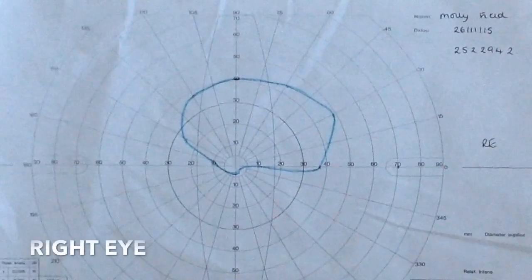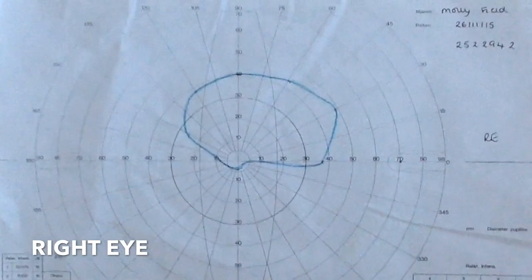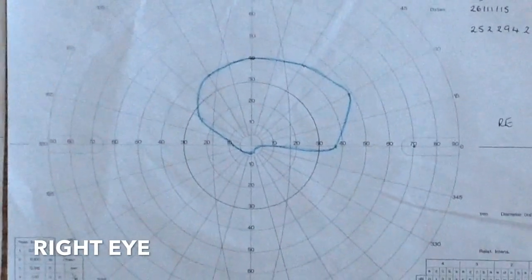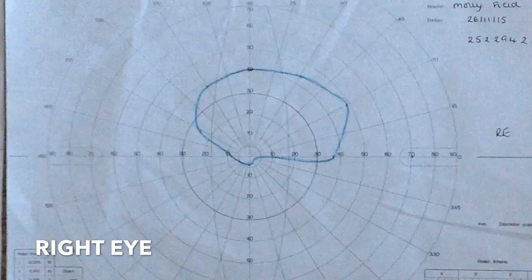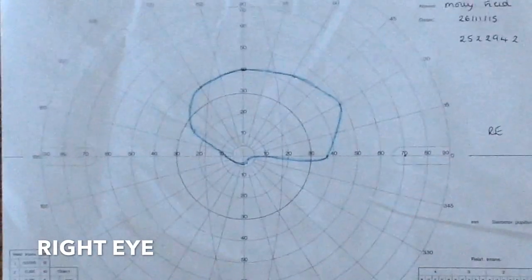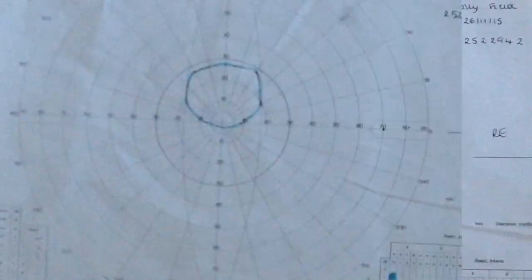This diagram shows what I can see out of my right eye. So everything inside the blue line I can see, and everything outside the blue line I can't see.